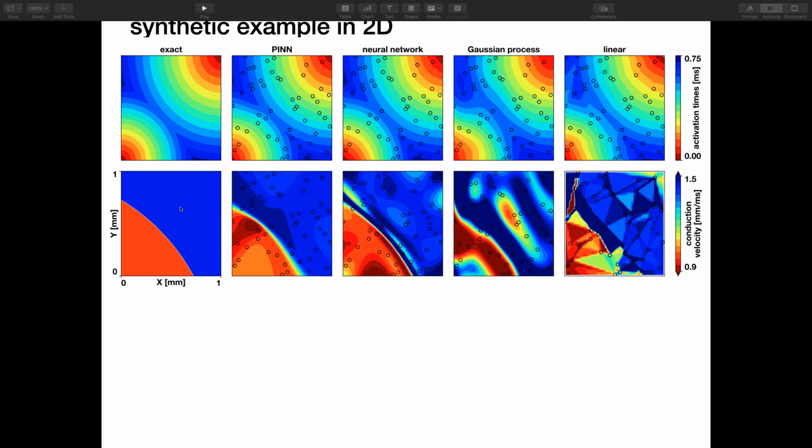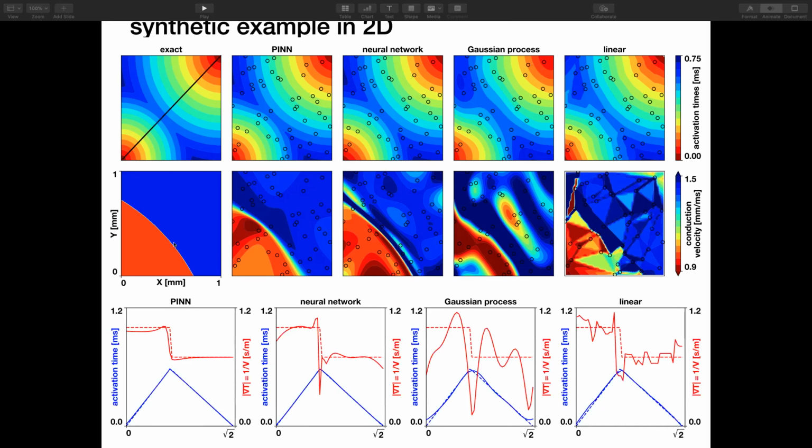So now, if we make a cut through this diagonal line and take a look at the results, we see that the two neural networks actually perform really well, estimating the activation times here in blue. But the physics-informed neural network captures really well this step change in conduction velocity, and the other methods really struggle with that.